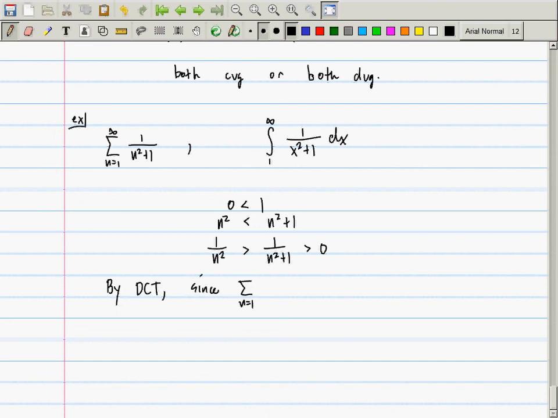So you could say, by the direct comparison test, since the sum from n is 1 to infinity of 1 over n squared converges, because it's a p-series, the sum from n is 1 to infinity of 1 over n squared plus 1 must also converge by comparison. Great. So you could use the integral test, but you should only use it as a last resort. You could also have used the limit comparison test, and you still would have compared it to this one. Any questions about these things?